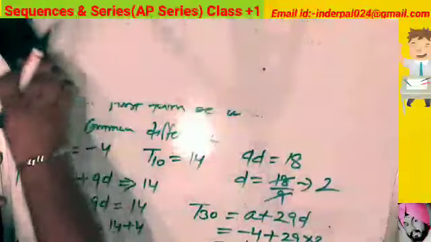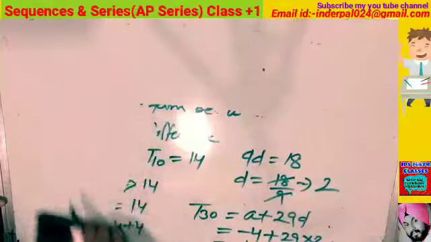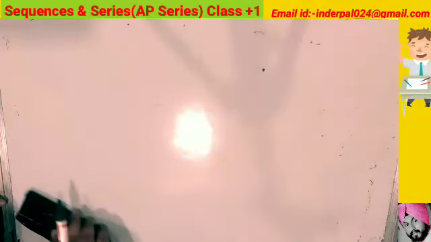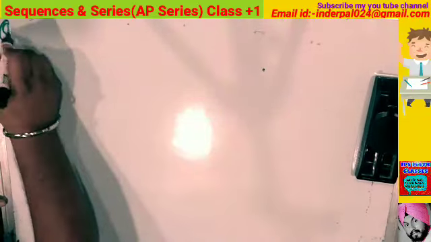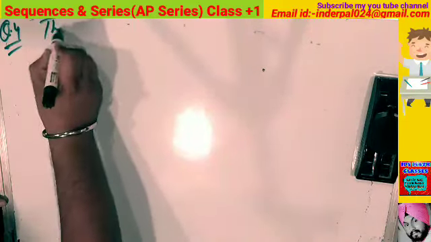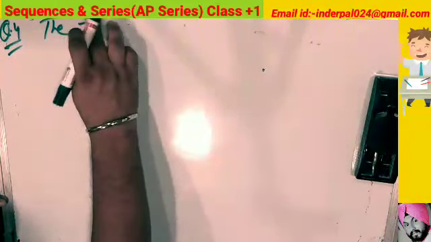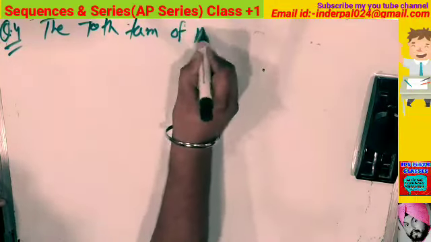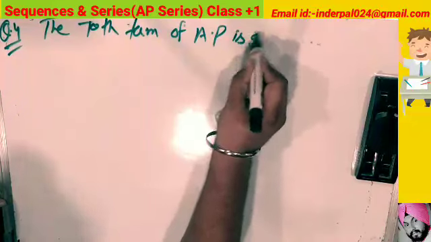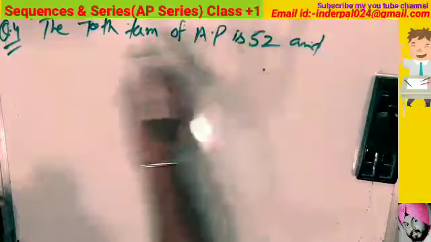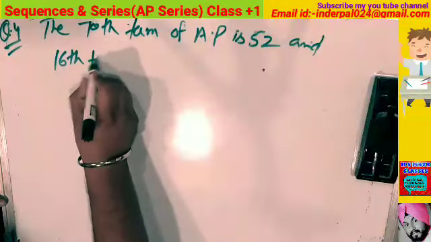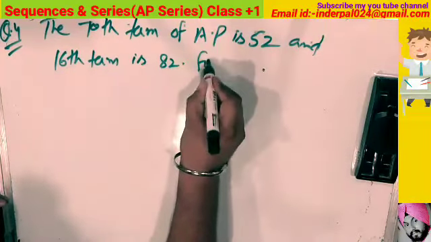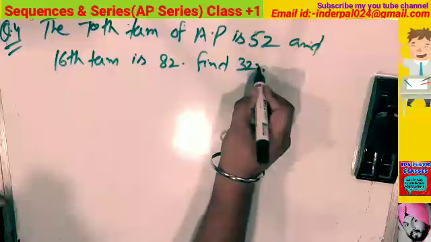Question number 4. Find the 32nd term of the AP. The 10th term of an AP is 52 and the 16th term is 82. Find the 32nd term.